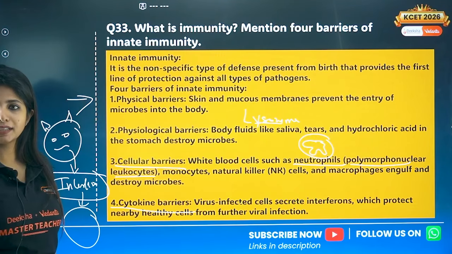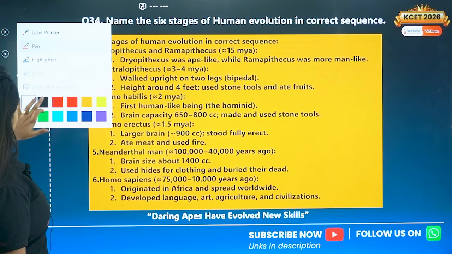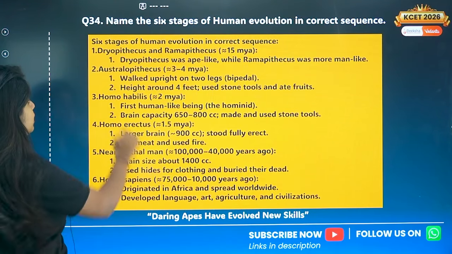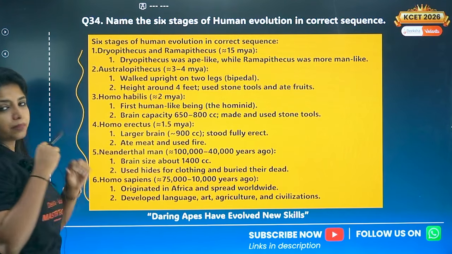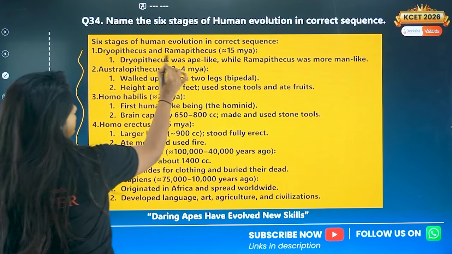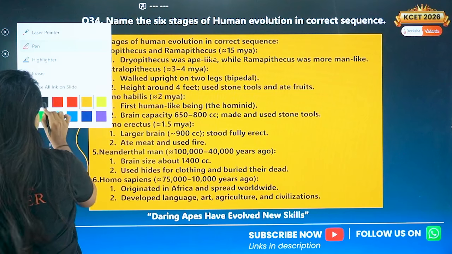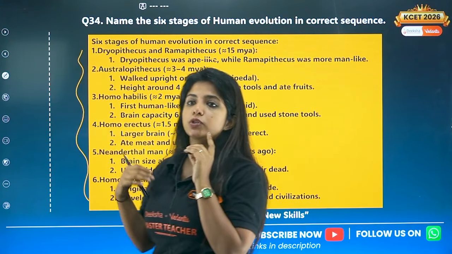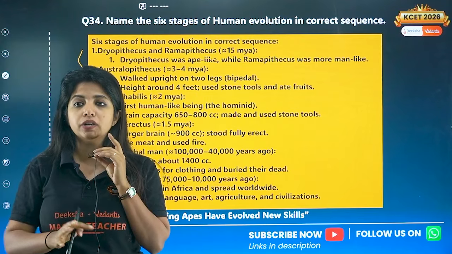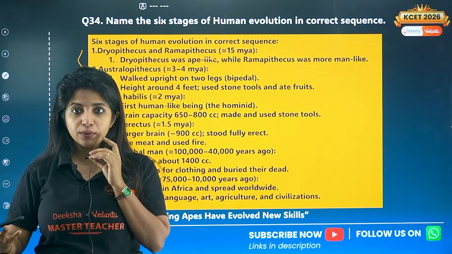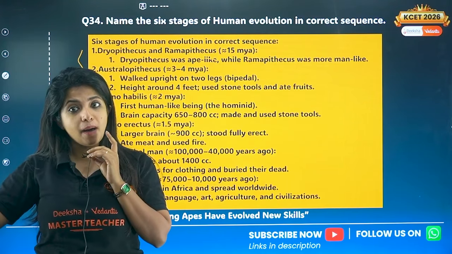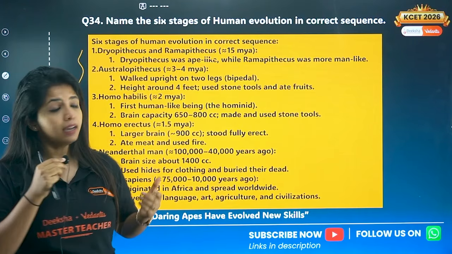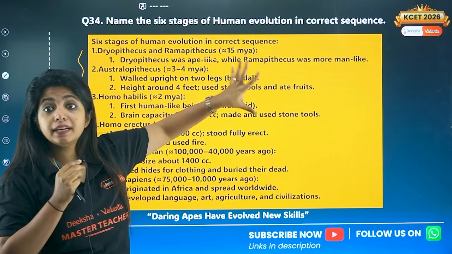Okay, cool. Next, name the 6 stages of human evolution in correct sequence. So this is an evolution chapter related question. Over here, the first thing that you need to remember is Dryopithecus and Ramapithecus. So there were 2 types of organisms. Ramapithecus was more man-like, whereas Dryopithecus, my dear children, was more ape-like. Ramapithecus, Ram, you can remember like that, Rama. And over here they were found 15 million years ago.